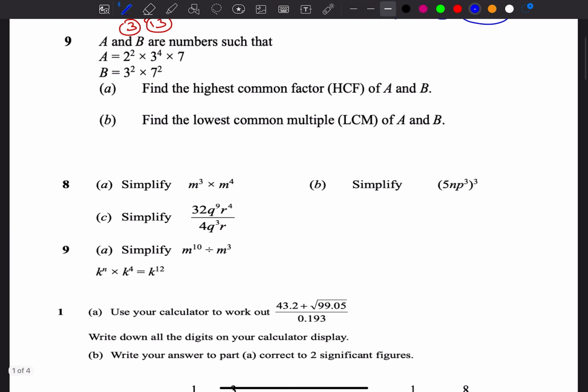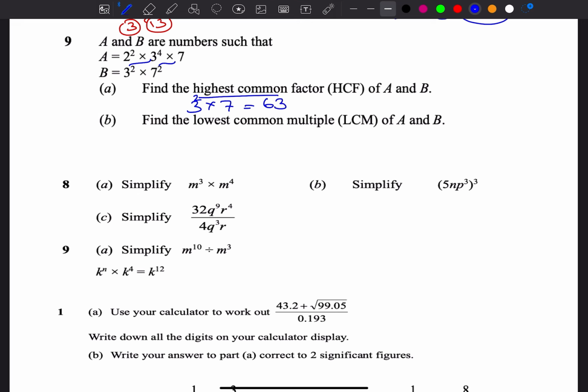In here, highest common factor, remember, common number, smallest power. 2, there's no common 2. 3 and 3 is common. The lowest power is 3 to the power 2. Times it by 7, and 7 is common. The lowest is 7. That will give you 63 if you multiply it.